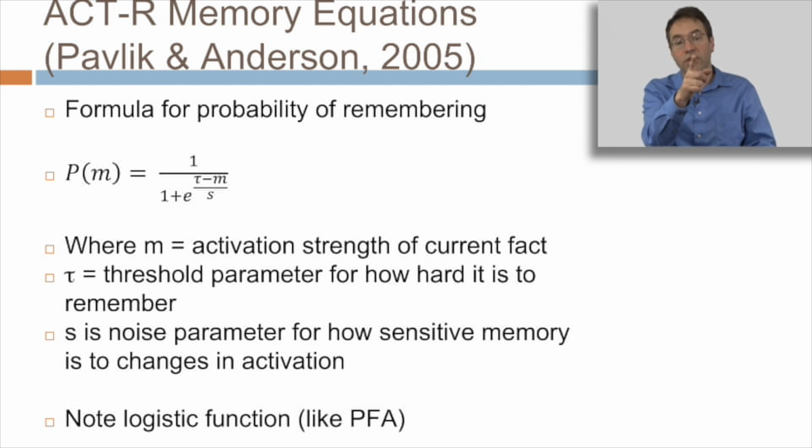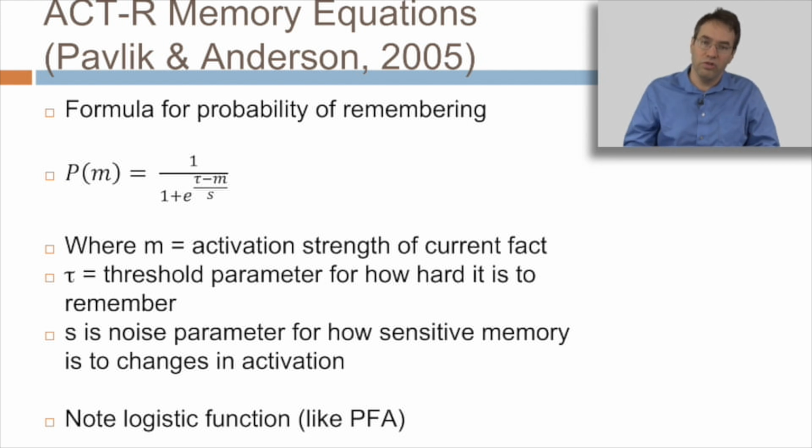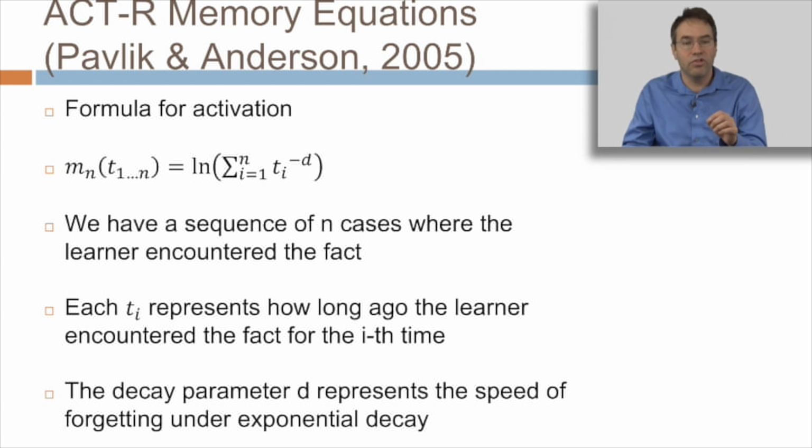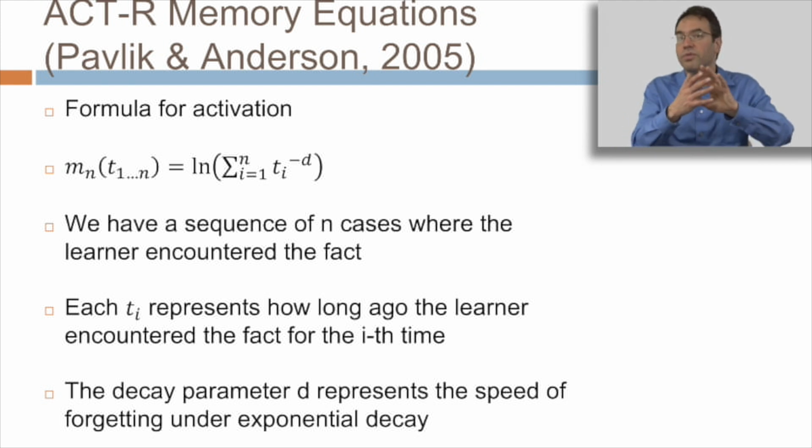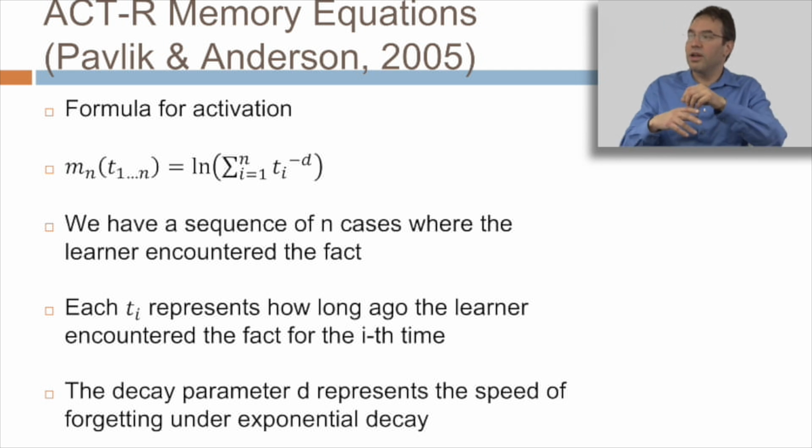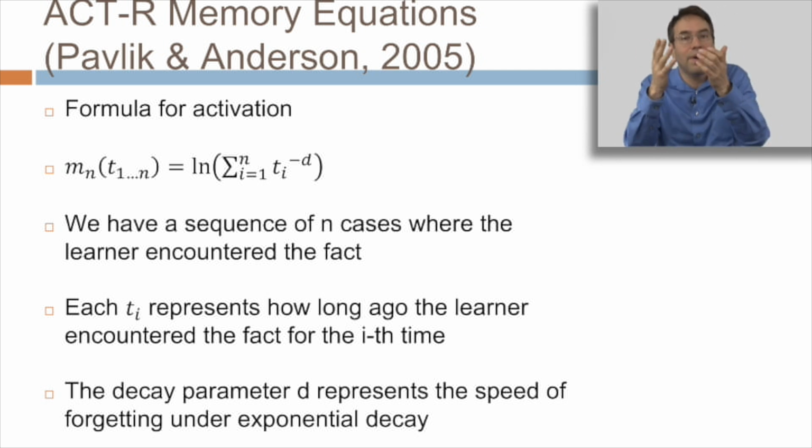And you should note here, by the way, a logistic function like PFA from a couple lectures ago. Now mind you, that's not because this was building off PFA, it's because PFA was building off of this. But that's neither here nor there. The formula for the activation is represented by this formula, where we have a sequence of n cases where the learner encountered the fact. And each t of i represents how long ago the learner encountered the fact for the ith time, how many seconds ago it was. And the decay parameter d represents the speed of forgetting under exponential decay. So in other words, based on the parameters of this model, we can infer how rapidly your memory will decay over time.